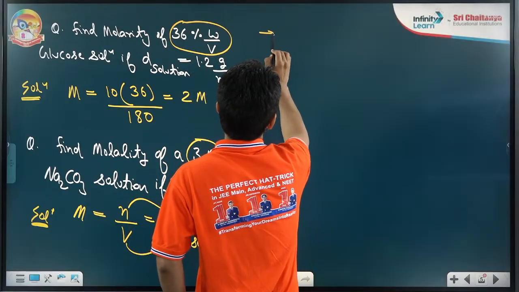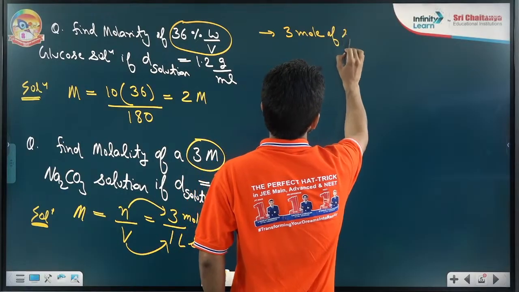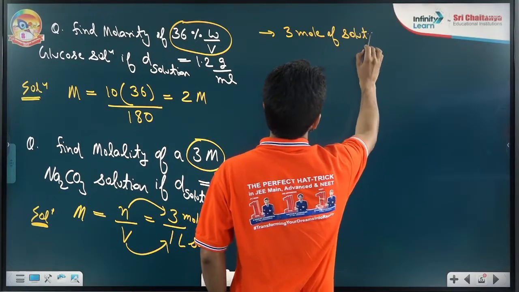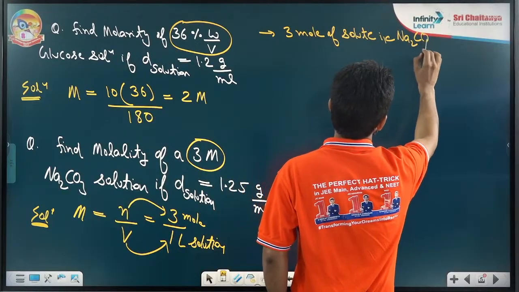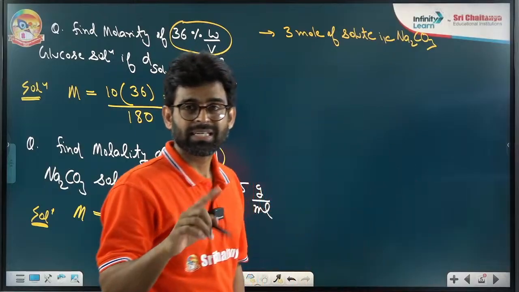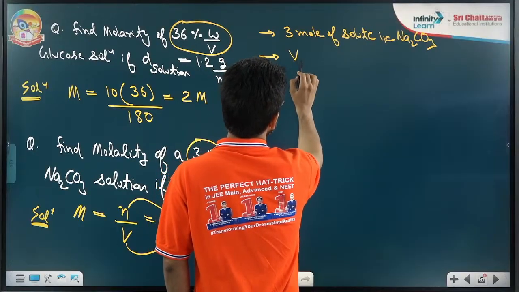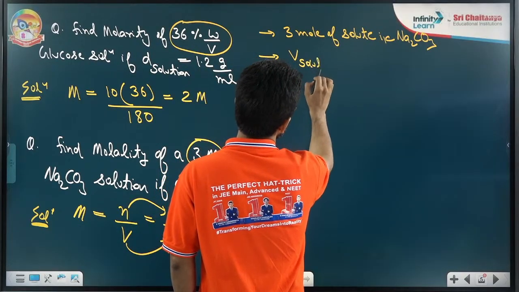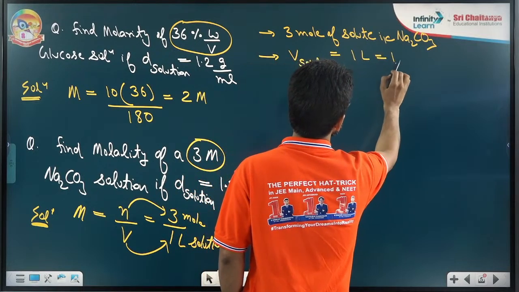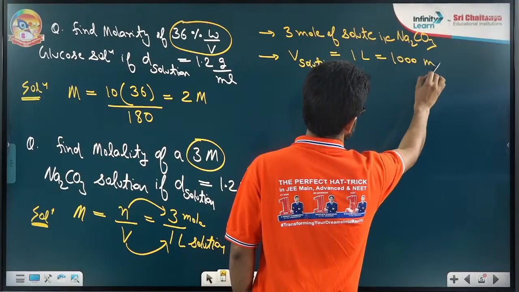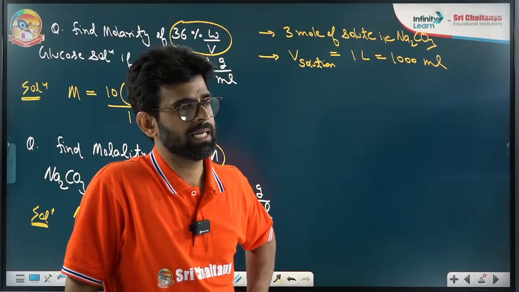So I am writing the first part. We are having 3 mole of solute, that is Na2CO3, in our solution if I am taking 1 liter of solution. Be clear, because our solute is Na2CO3. And the next thing, the volume of solution is 1 liter, or I can say 1000 ml.